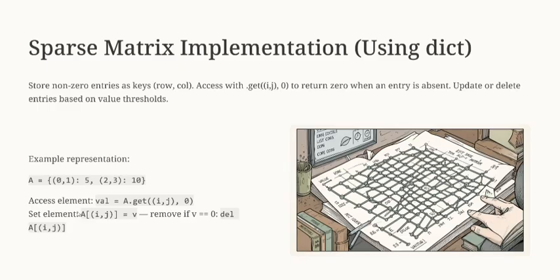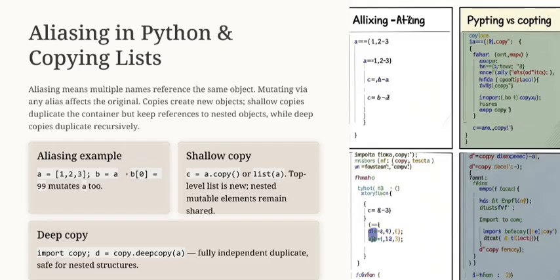Okay, so coming to the next part, aliasing in Python and copying list. Now let's understand an important topic, aliasing. Aliasing means multiple variables refer to the same object. For example, here you can see A is equal to [1, 2, 3], B is equal to A. Here A and B point to the same list. They are not separate lists.